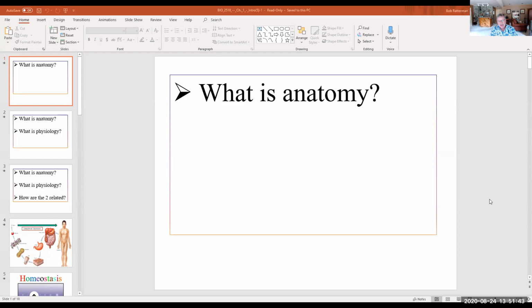Well, I like to think of it as structure, right? The structures of the body. Those could be bones, muscles, organs, blood vessels, things that we can actually point to physically and say, this is the humerus bone, or this is the biceps brachii muscle, or this is the pyloric sphincter that leads from the stomach into the small intestine.